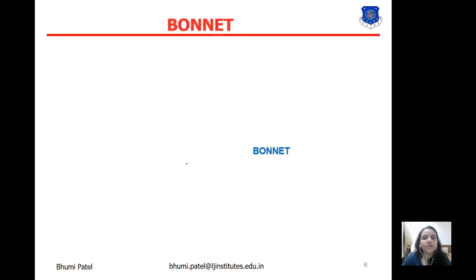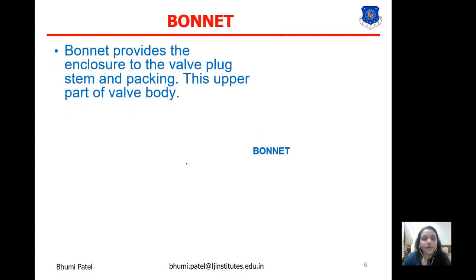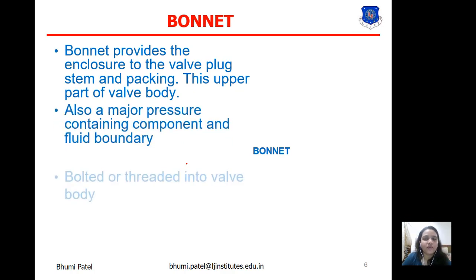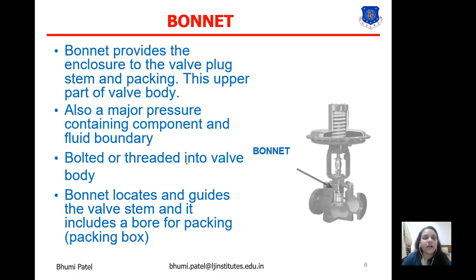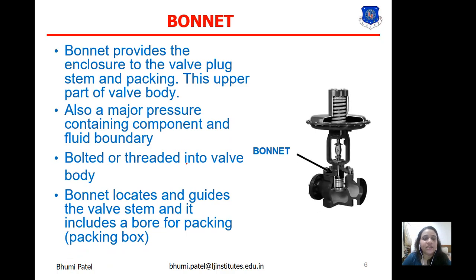Now next one is the bonnet. The bonnet provides the enclosure to the valve plug stem and the packing. This is the upper part of the valve body. Here in this diagram you can see that this is the valve body of the control valve. On the upper side, the bonnet is connected.